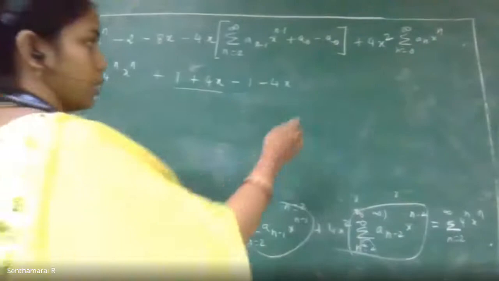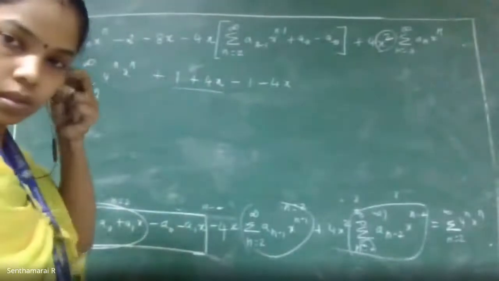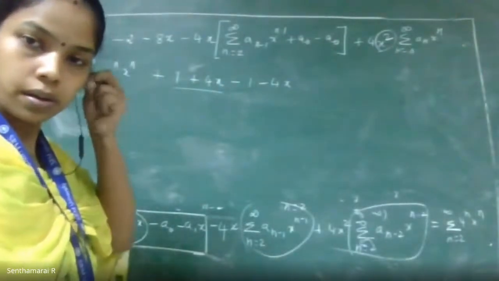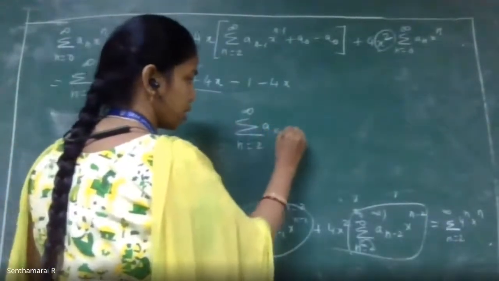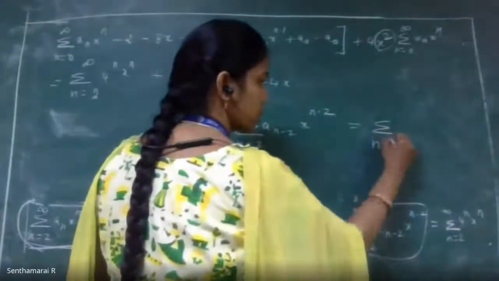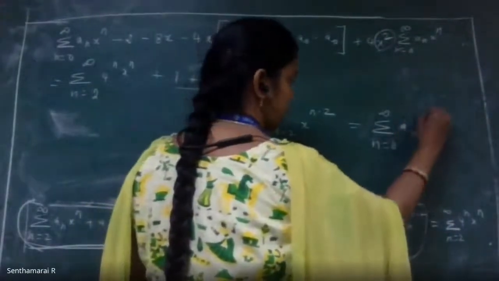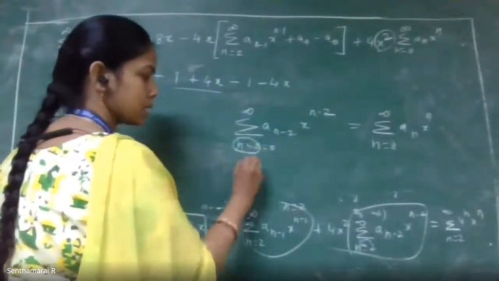Ma'am, please explain once again the third term, 4x squared. Why I multiplied x squared, you are asking? What did you ask? Ma'am, I asked how did you consider n equal to 0 to infinity for that step? Summation n equal to 2 to infinity a n minus 2 x power n minus 2 is exactly equal to summation n equal to 0 to infinity a n x power n. Why? Because you just bring this n minus 2 to this side. You replace this n minus 2 by l.